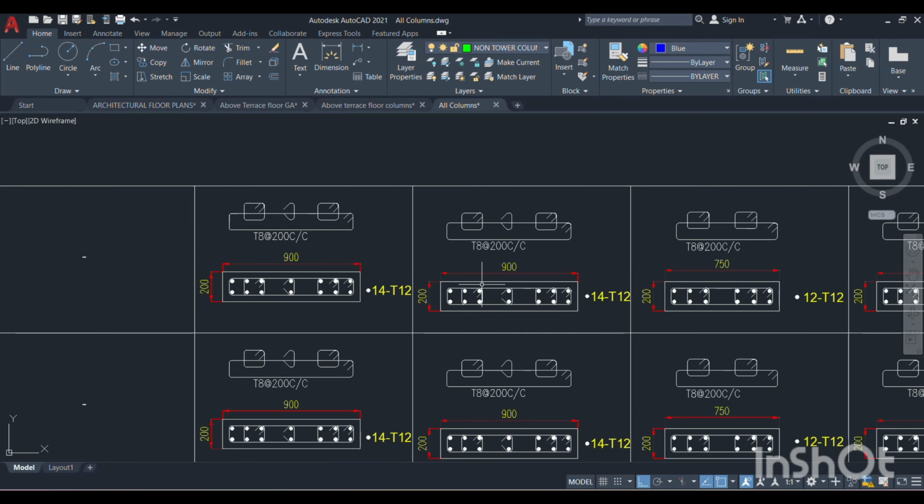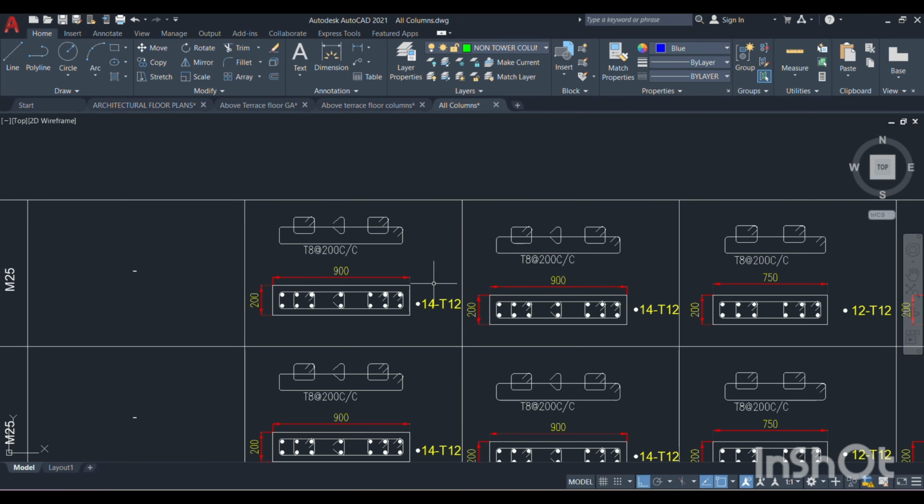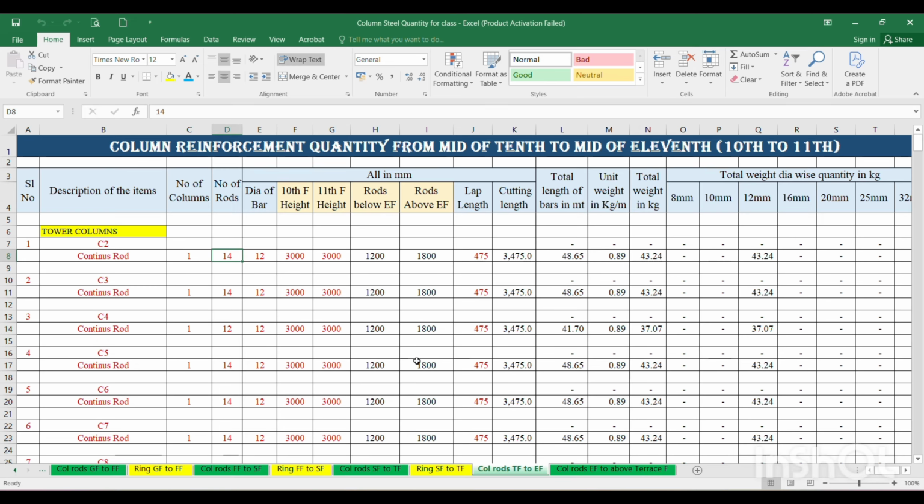I will explain how to calculate one column. This is the column which comes from footing up to terrace level. Above terrace level this column is not going; it terminates at terrace level. So what you have to do is terminate these 14 numbers of 12 that came from 10th to 11th floor.